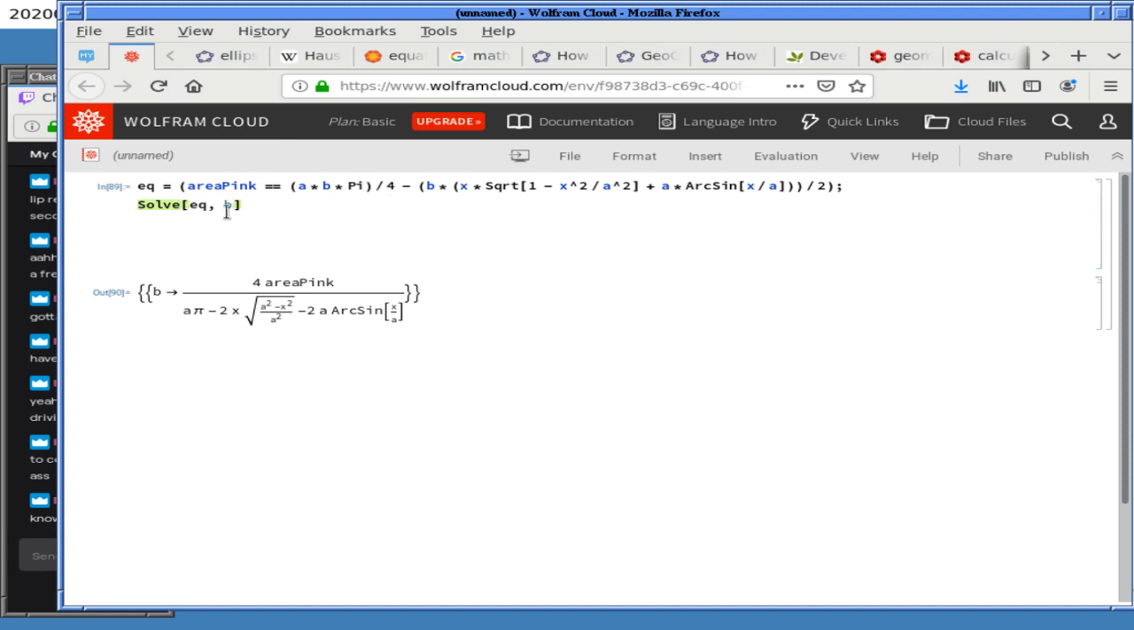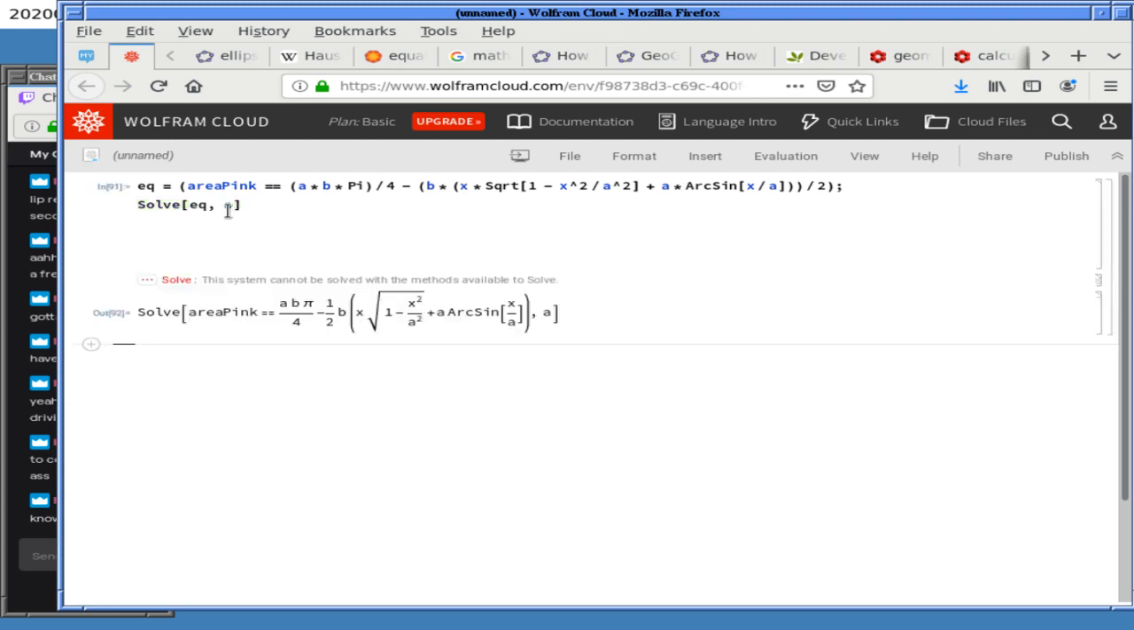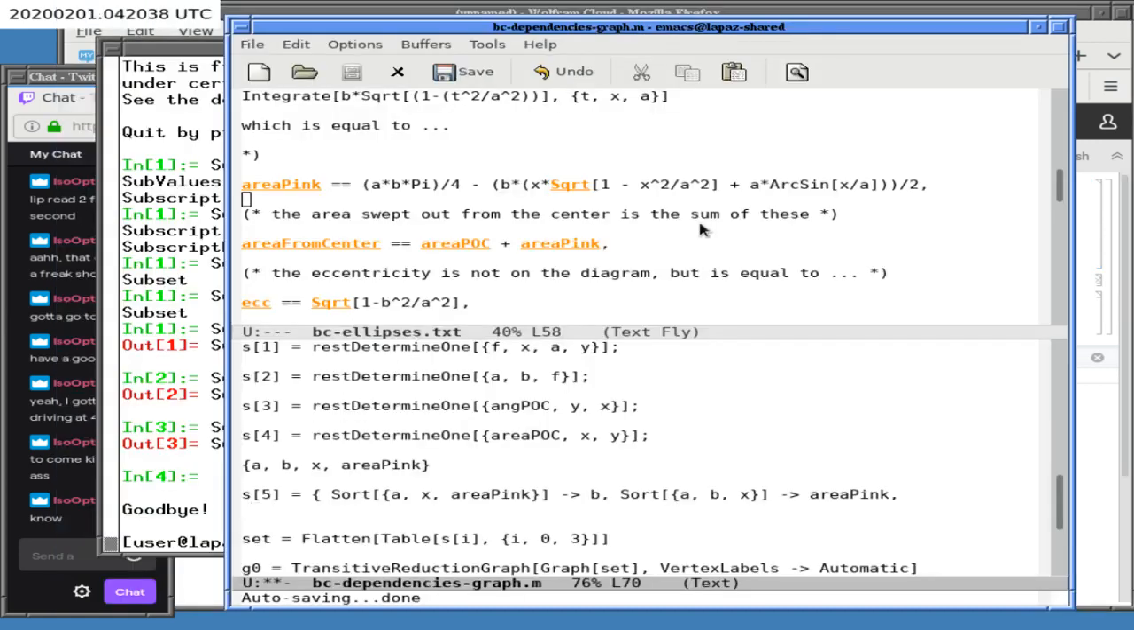Okay. All right, so we can't solve for A. Just double check that. Yeah, we're not going to get that. Okay. We can solve for area pink. We can solve for B. And I guess the only thing remaining to solve for is X. And I don't think we'll be able to solve for X either. Yeah, it's sort of buried too deep in this equation to get it out. All right, so these are the two things we can solve for.